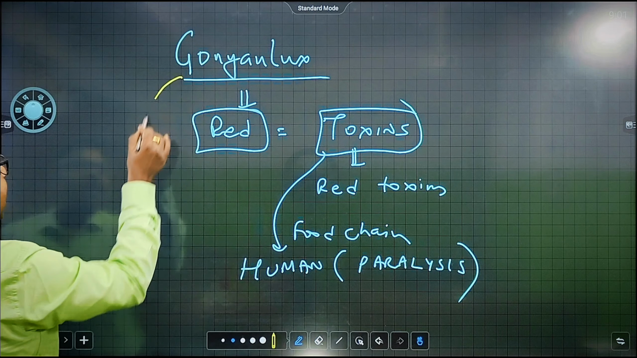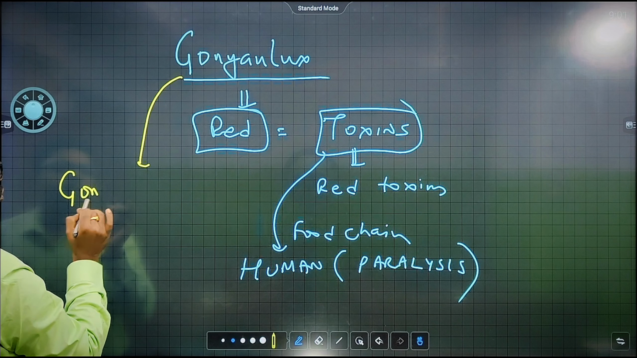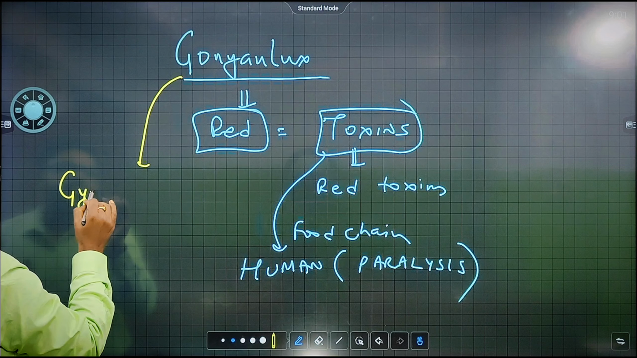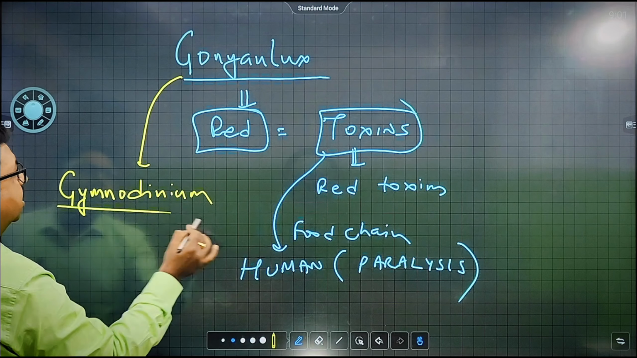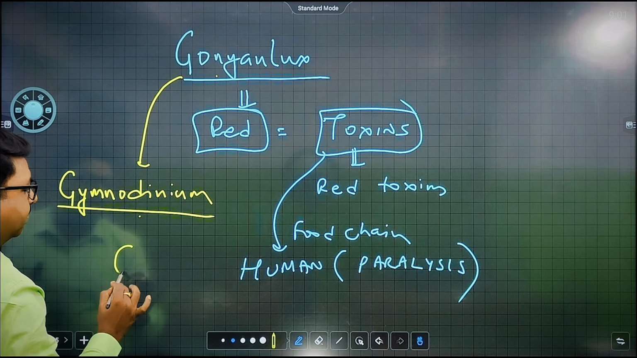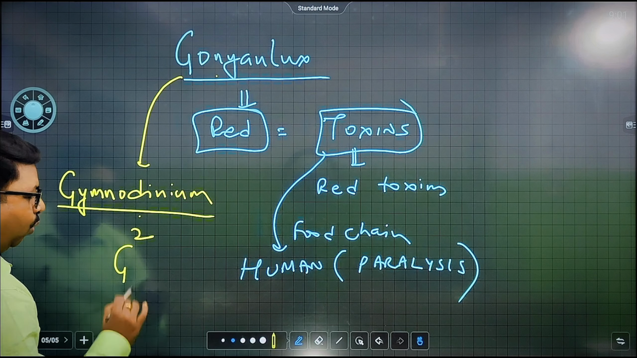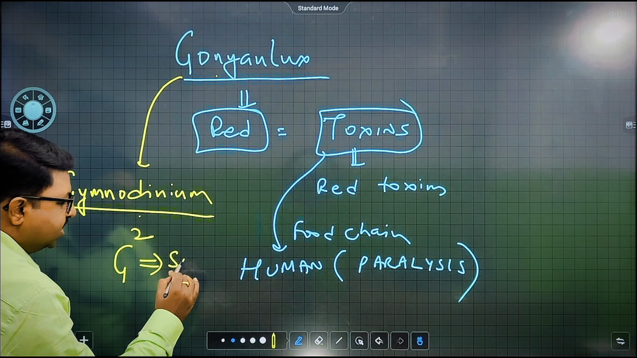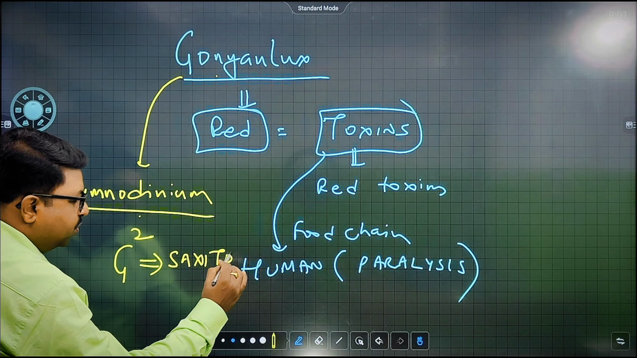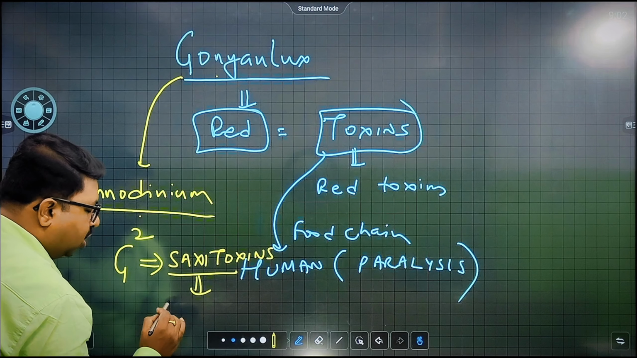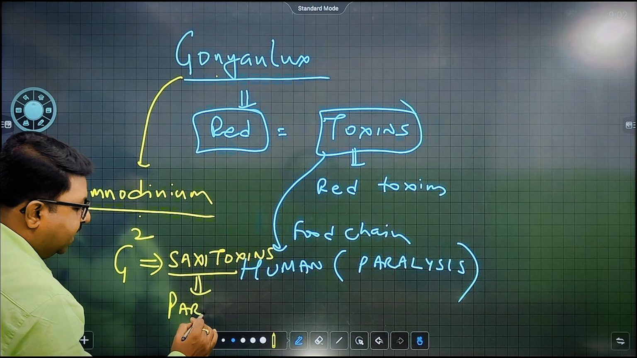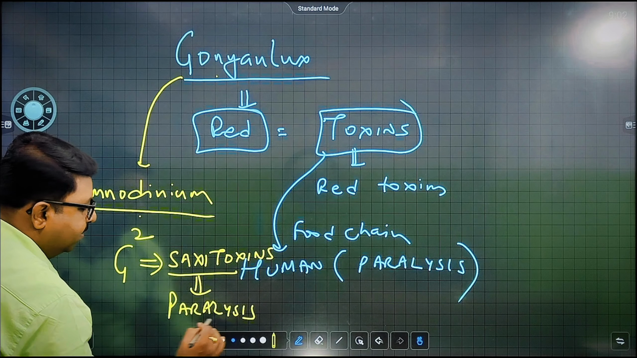Gonyaulax के साथ में और एक एग्जांपल दे रहा हूं, वो है Gymnodinium. Gonyaulax and Gymnodinium, we can remember it with G square, can give rise to a type of toxin which we call as saxitoxin. क्या कहते हैं इसको? Saxitoxin, which ultimately can lead into paralysis of many animals including human.